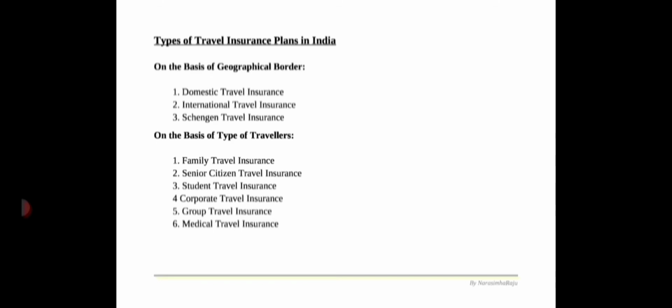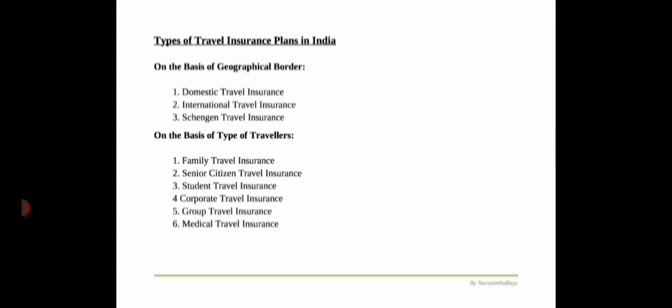and so on. Next is the classification on the basis of type of travelers. It includes namely family, senior citizen, student travel, corporate travel, group travel, and medical travel. While discussing family travel insurance, this type of insurance plan is designed especially for families traveling overseas together. It usually covers the policyholder and his family, like children or his dependent spouse, etc.